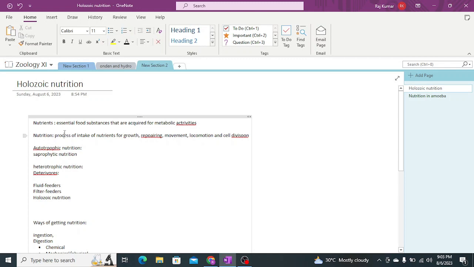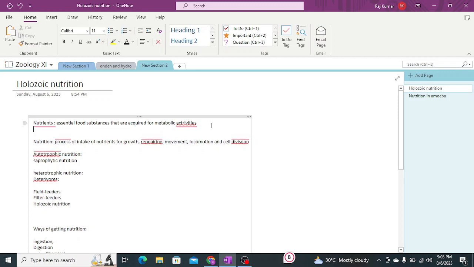What are nutrients? Nutrients are essential food substances that are acquired for metabolic activities. All of the living organisms in this world require food in order to grow, in order to repair, in order to maintain their metabolic life activities, in order to sustain themselves. So nutrients are essential food substances that are acquired for metabolic activities.